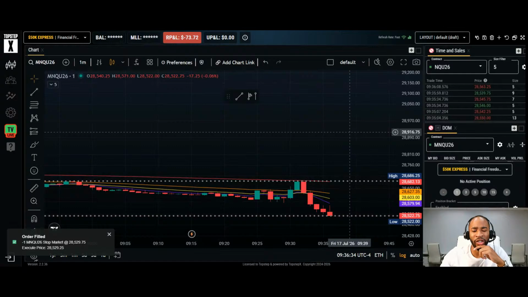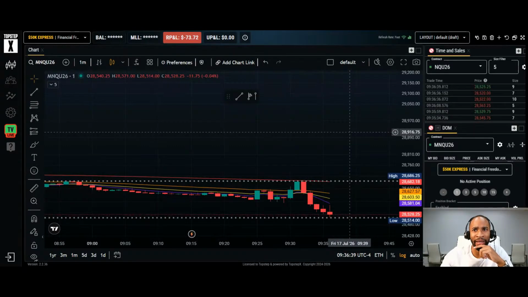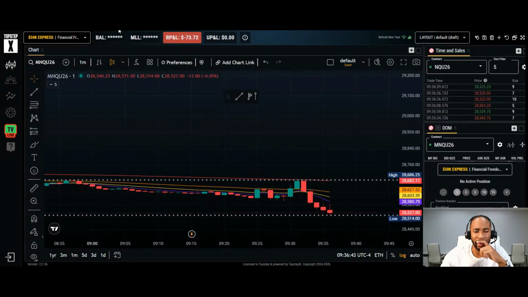All right, so I tried to go in for a quick bounce and I got stopped out. I got faked out just now. I had a feeling that was going to happen. But the good thing, I only lost about 73 bucks on that trade. So we bounced near $28,514.50.